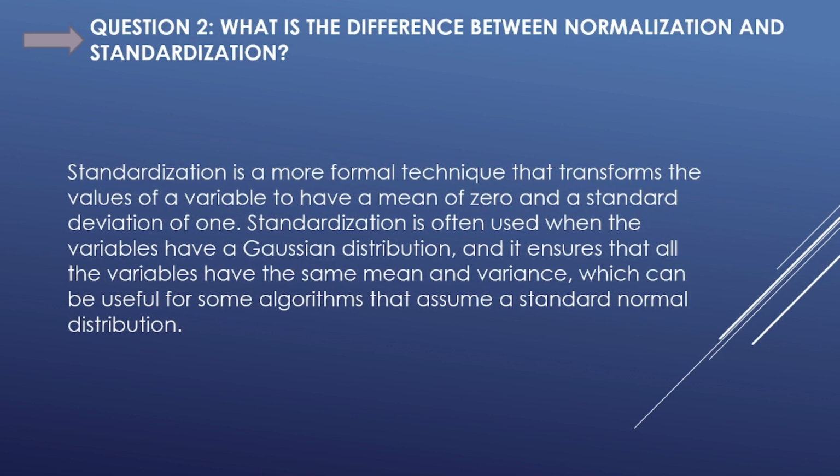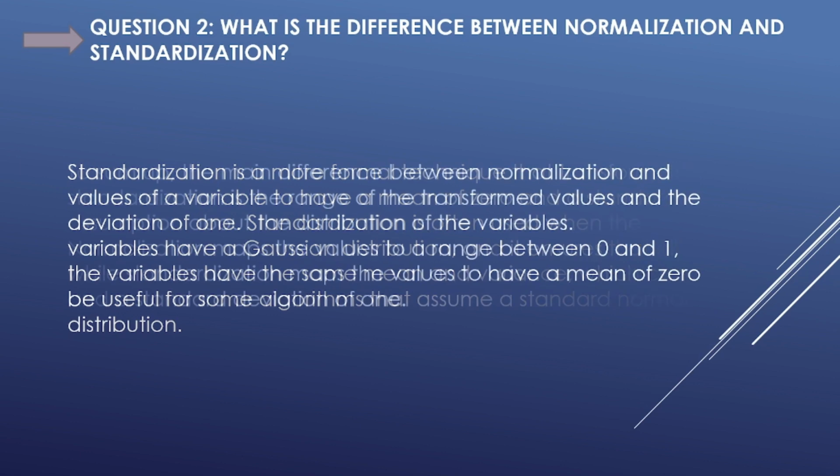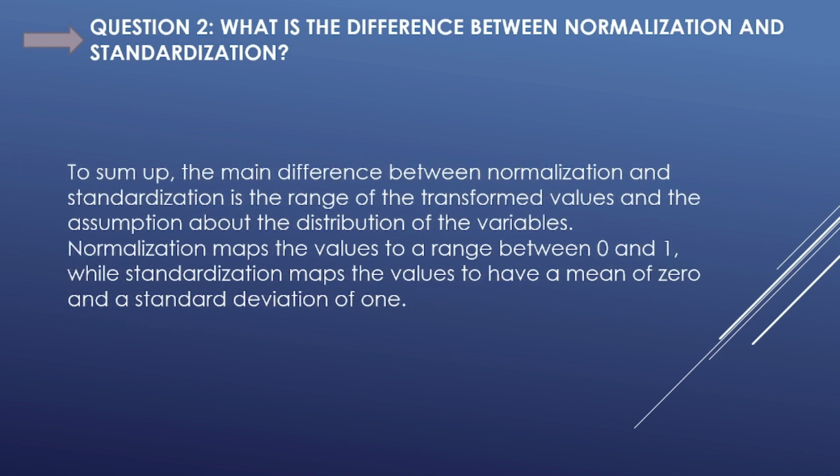Standardization is a more formal technique that transforms the values of a variable to have a mean of 0 and a standard deviation of 1. Standardization is often used when the variables have a Gaussian distribution, and it ensures that all the variables have the same mean and variance, which can be useful for some algorithms that assume a standard normal distribution. To sum up, the main difference between normalization and standardization is the range of the transformed values and the assumption about the distribution of the variables. Normalization maps the values to a range between 0 and 1, while standardization maps the values to have a mean of 0 and a standard deviation of 1.